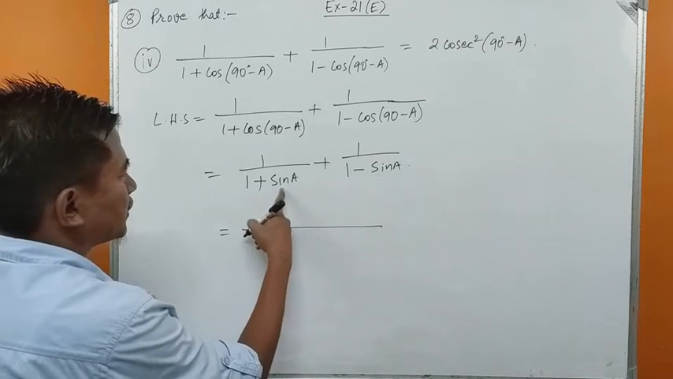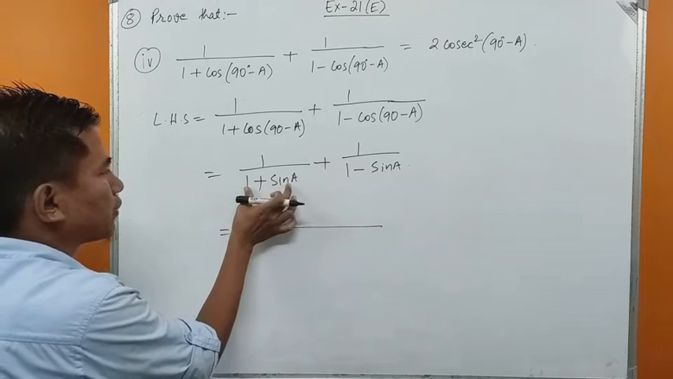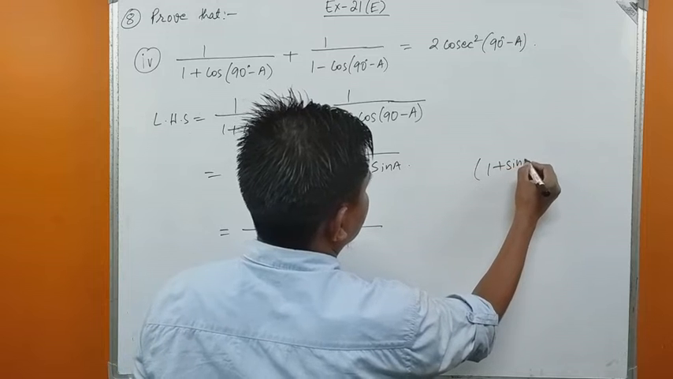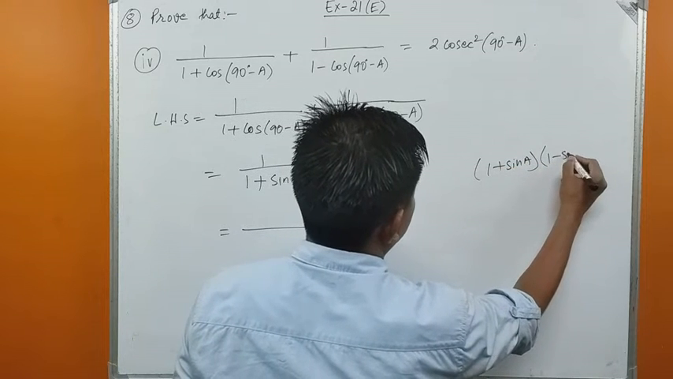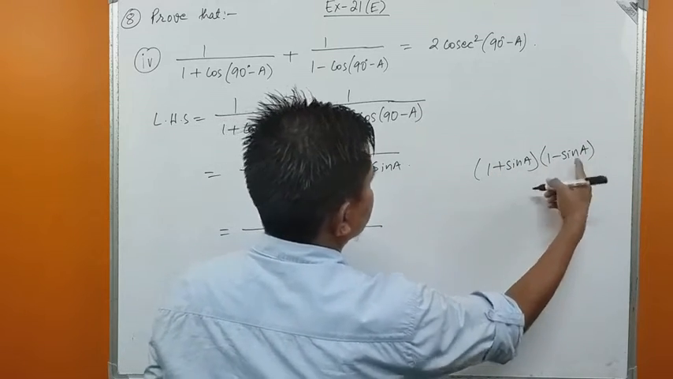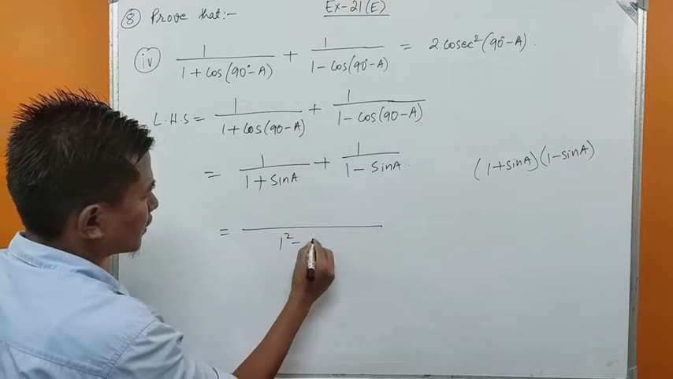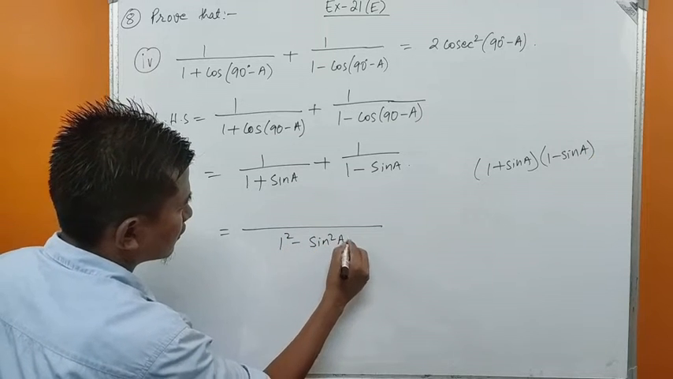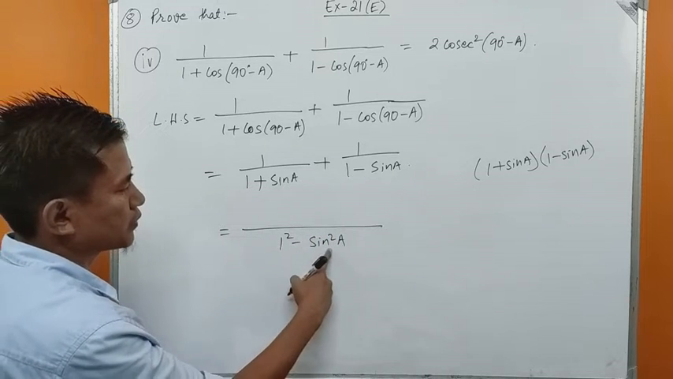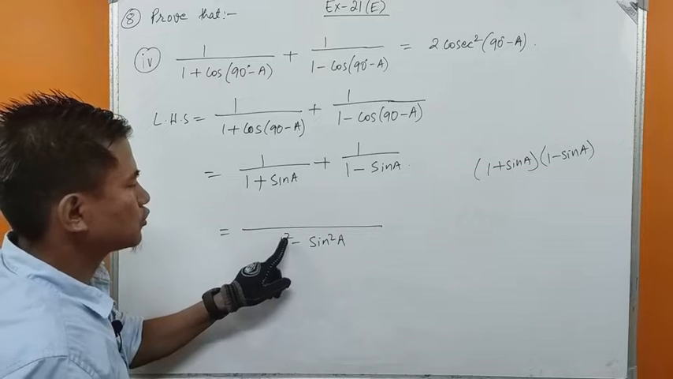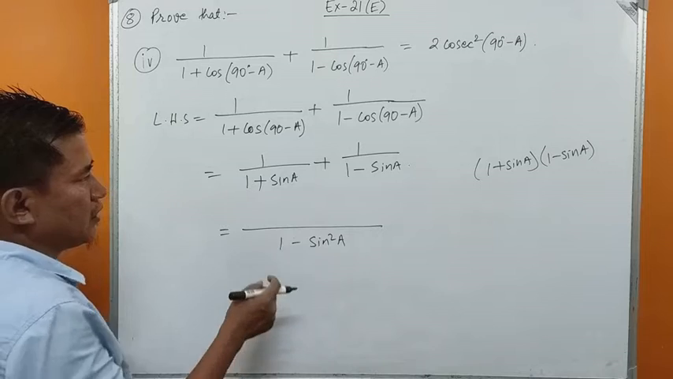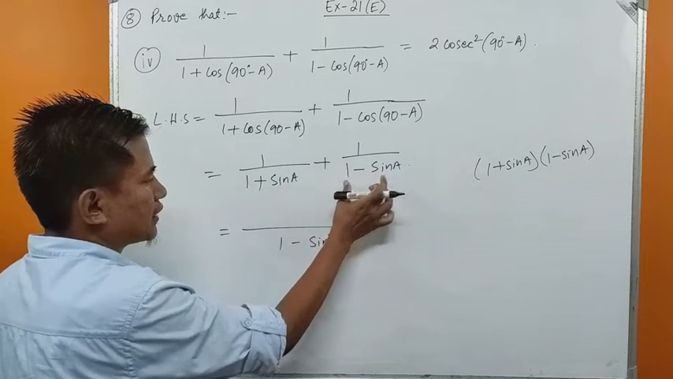So a plus b into a minus b. When we multiply 1 plus sin a into 1 minus sin a, isn't it? This is actually a plus b into a minus b. This means a square minus b square. A plus b into a minus b is a square minus b square. So 1 square is 1, so we need not write square here. Okay, so 1 minus sin square a. Now 1 plus sin a into 1 minus sin a gives us this number.